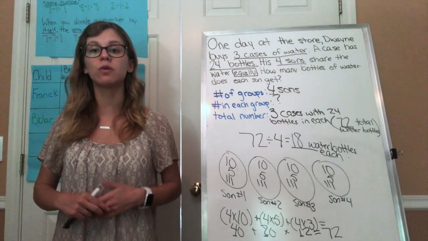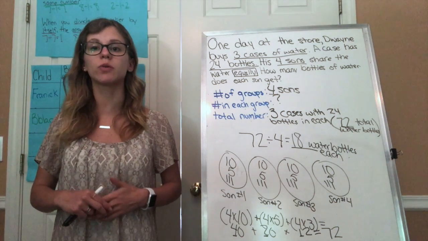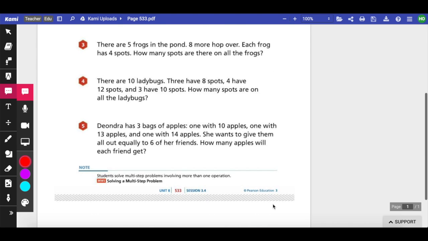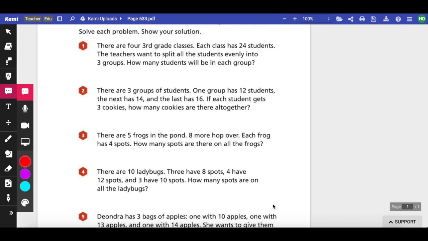I'm going to pull up your have-to, which is page 533 now, so we can take a look at it. Here's your have-to for today. It's page 533. It's more practice with multi-step problems. So the directions are to solve each problem and show your solution. So in all these problems, 1 through 5, they have multiple steps that you need to solve in order to get the correct answer. So you need to be carefully reading about, what is this question asking me and what do I need to be solving first.